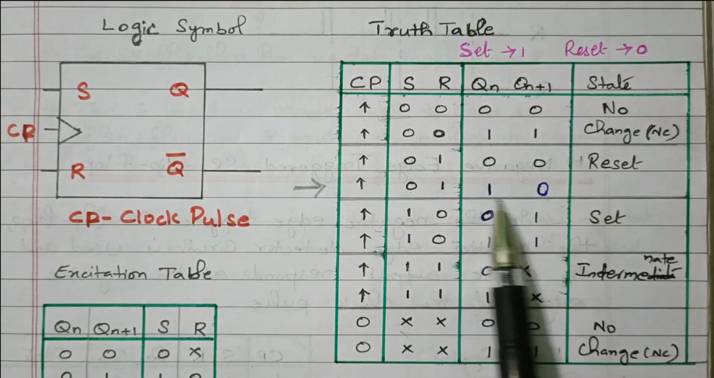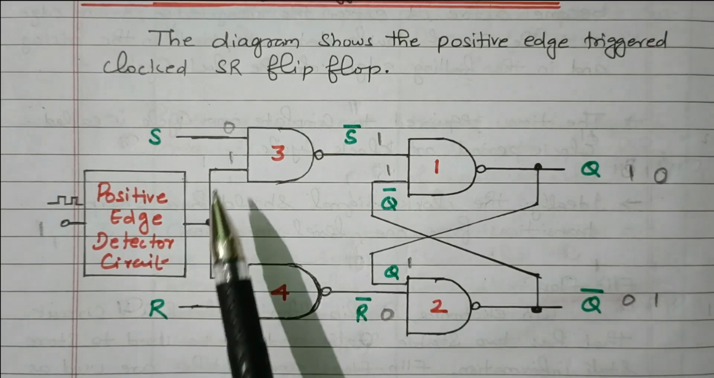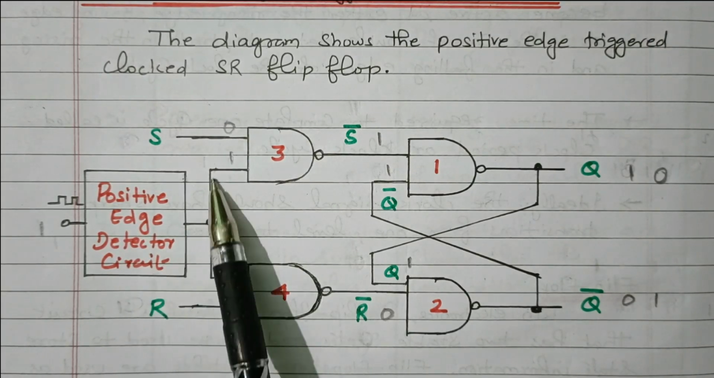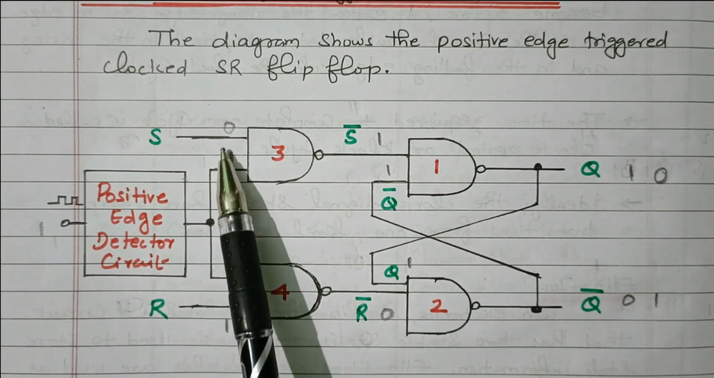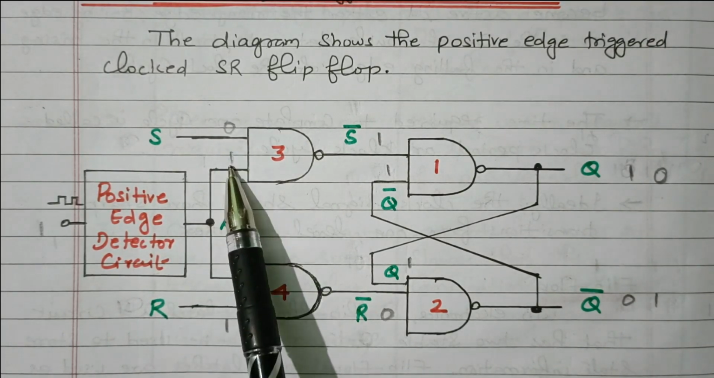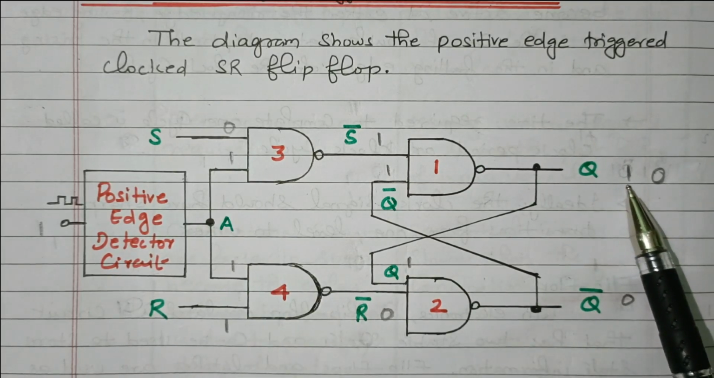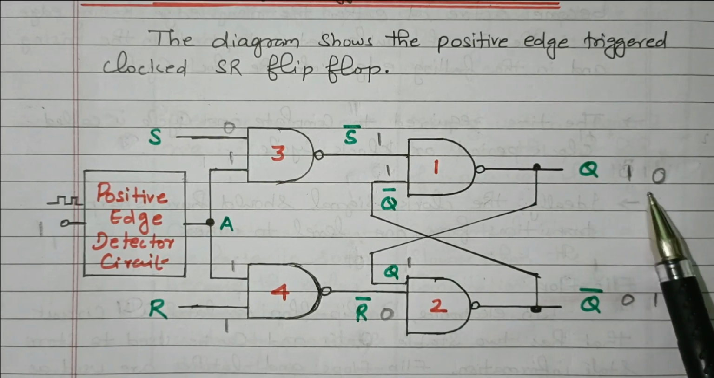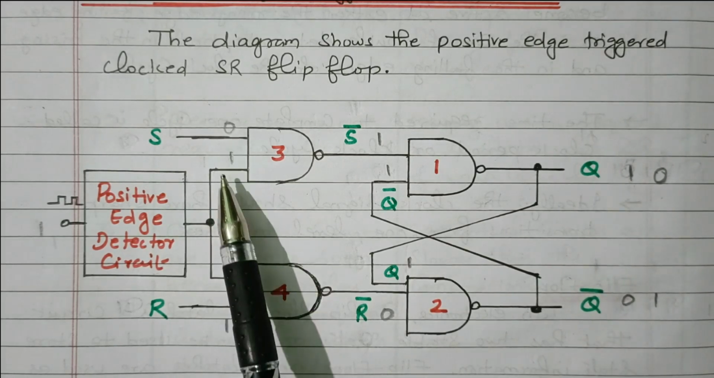Now we'll verify this output with the logic diagram. See, S is 0, R is 1, and another input is the positive clock pulse. Whenever the clock pulse is applied, then only it will work, right? So S is 0, R is 1, clock pulse is 1. The present state we discussed, 1, should change to 0. We'll verify whether this 1 changes to 0. Q is 1 means Q bar will be 0, right?